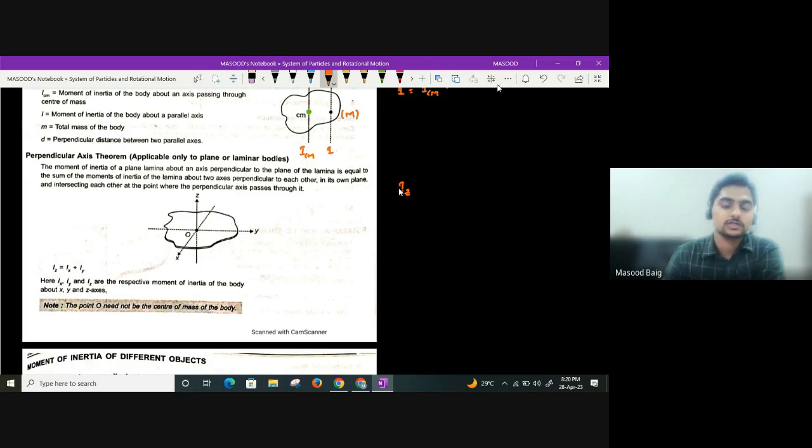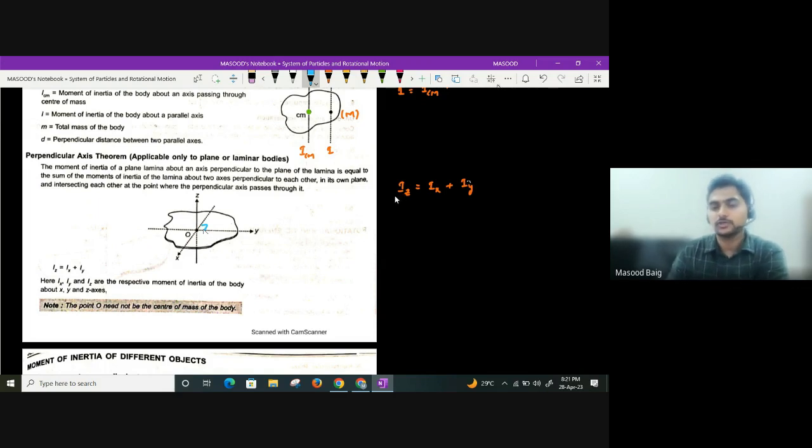Moment of inertia about an axis passing through a given point and perpendicular to the plane of the object will be equal to the sum of moment of inertias about two axes passing through the same point, lying in the plane of the object and perpendicular to each other. So what is the condition here? X and y are anyhow perpendicular, but they should also be perpendicular to the z axis, guys.